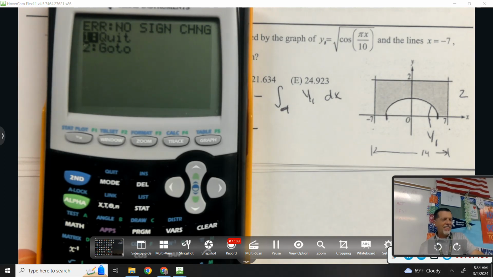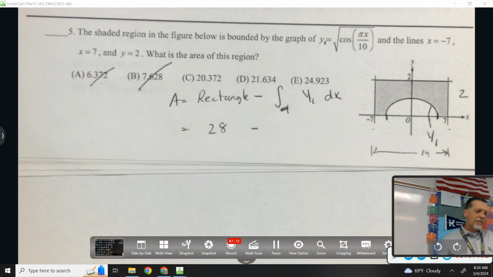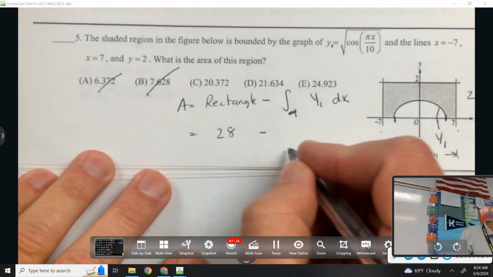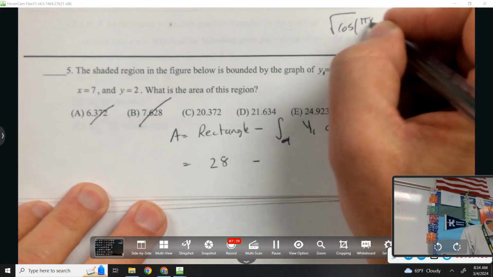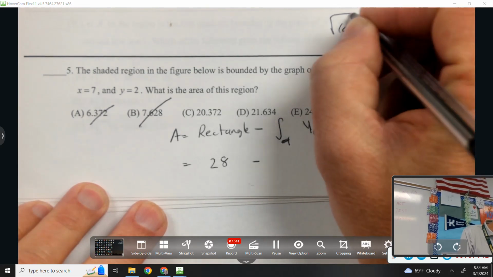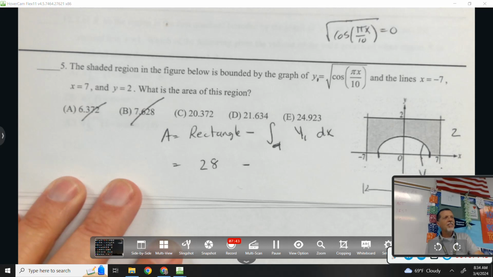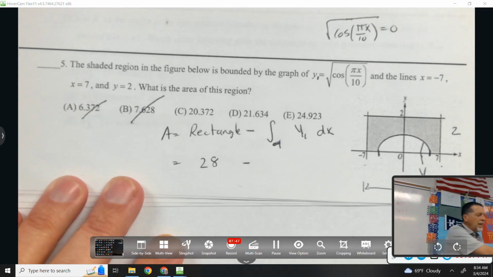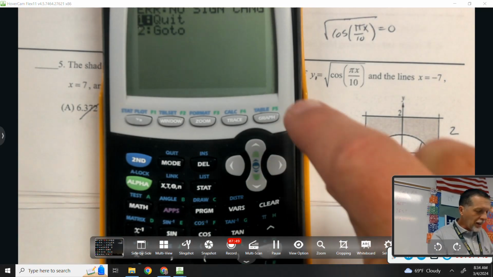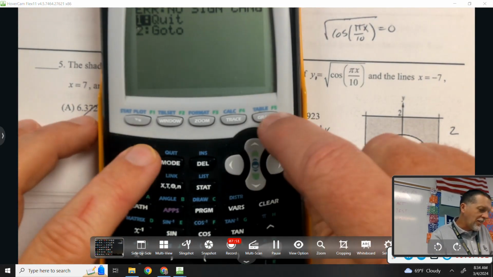Thoughts? What I really want to know is, where is the square root of cosine of pi x over 10 equal to 0? So what's that? The table only works if we get lucky to hit it. So I mean, we can look and see. Maybe it works.